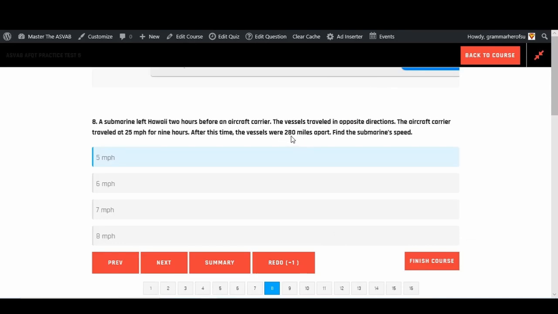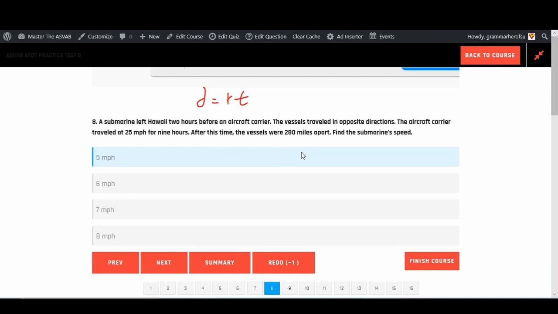All right, number 8 says a submarine left Hawaii 2 hours before an aircraft carrier. The vessels traveled in opposite directions. The aircraft carrier traveled at 25 miles per hour for 9 hours. After this time, the vessels were 280 miles apart. Find the submarine's speed. So right away, we should recognize that we're dealing with elements of the distance formula. That is, distance equals rate times time. And in light of that, we have to be able to pick out what we have and what we don't have in order to solve this problem.